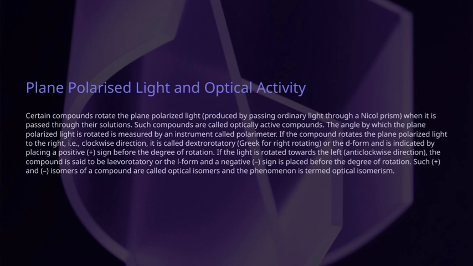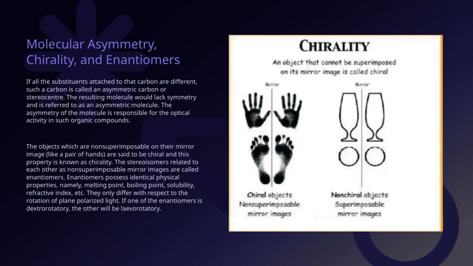So, in essence, optical activity helps us distinguish between different isomers based on their interaction with polarized light, which is a key concept in stereochemistry and understanding molecular behavior. Let's start by understanding objects that are non-superimposable on their mirror images, like a pair of hands. These objects are called chiral, and this property is known as chirality. Chirality is a fascinating concept because it affects how molecules interact with polarized light.